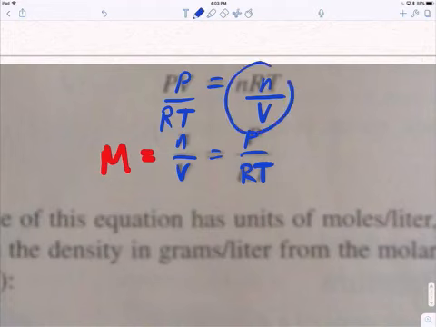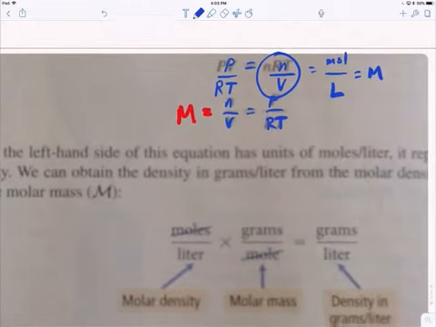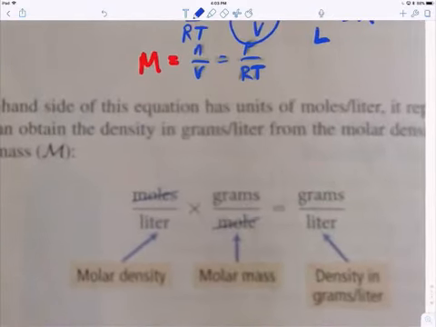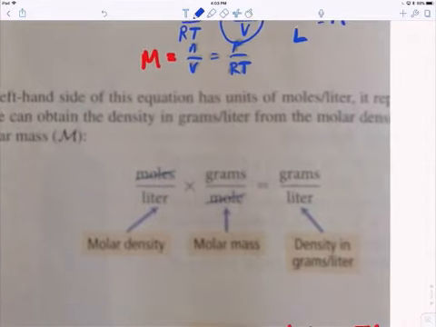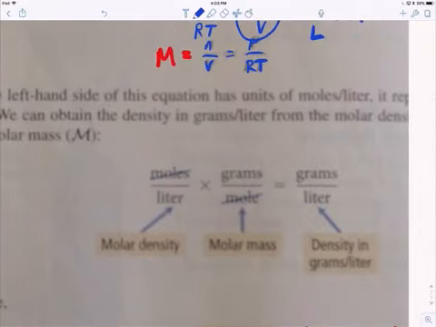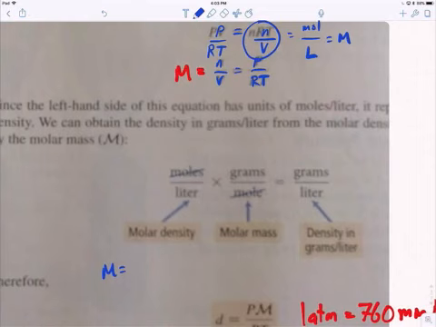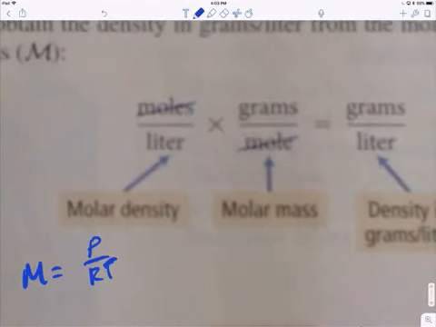And what is N over V? This is moles per liter, which is the same thing as molarity. So capital M, that's moles per liter. And we can then multiply both sides by grams per mole. So let me show you this. So we have M equals pressure over RT. So that's what we just showed up there.